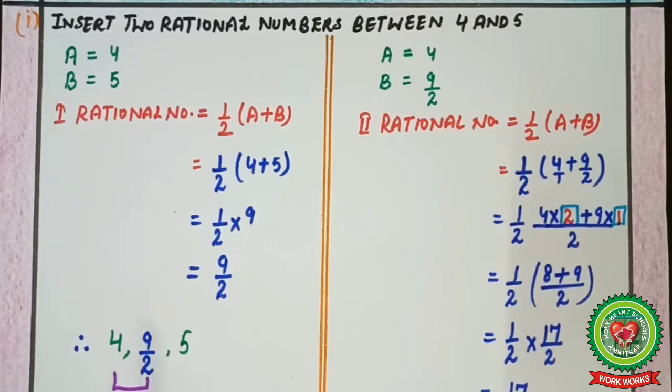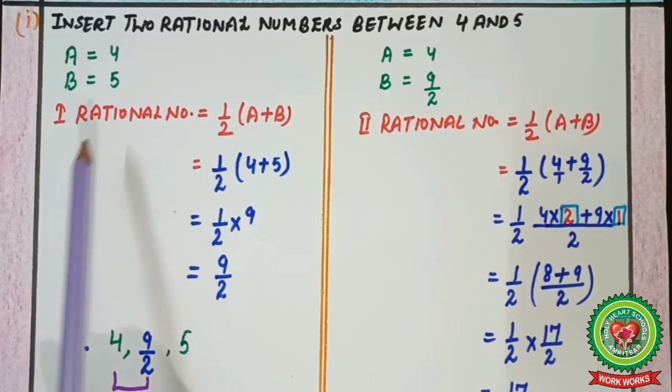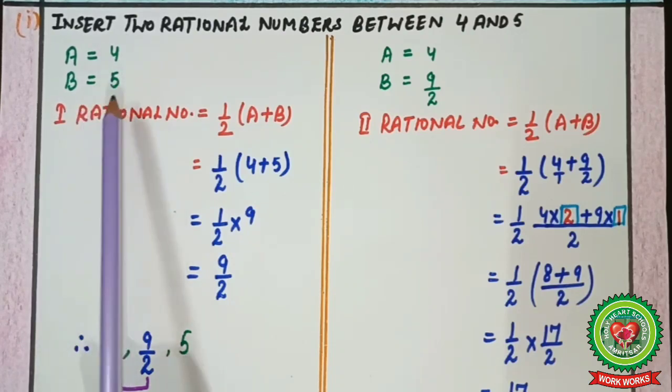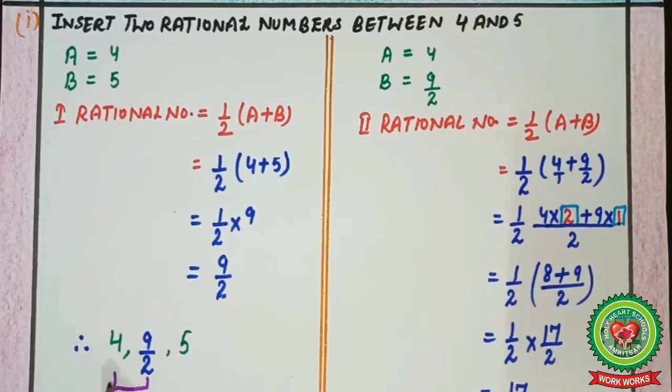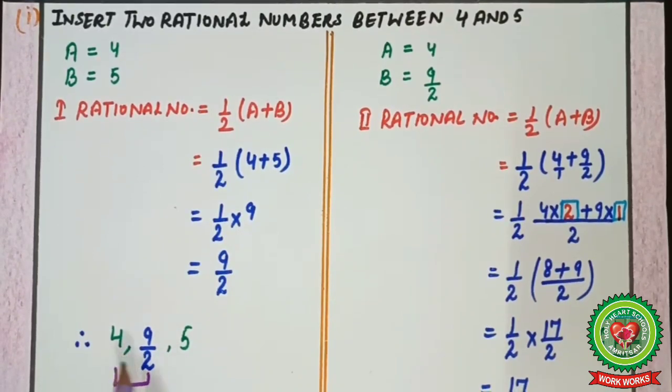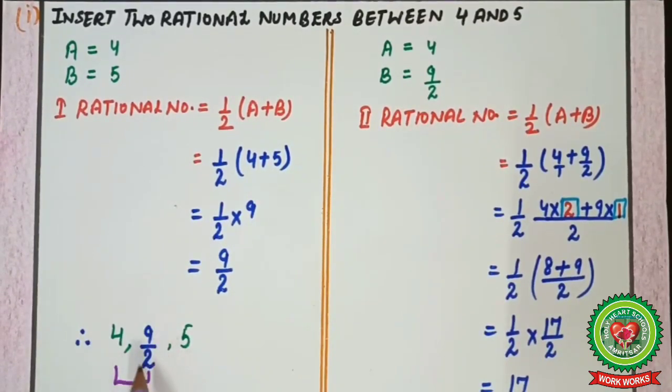Now next, how to find the second rational number? Students, there is a way to find the second rational number. Earlier we had two numbers given to us, that is 4 and 5, and we took these two numbers as A and B. Now we have three numbers. So whom to take as A and whom to take as B? This is our choice. We can take 4 as A and 9 upon 2 as B, or we can have the pairing of 9 upon 2 as A and 5 as B. So we can have the pairing like this or like this.